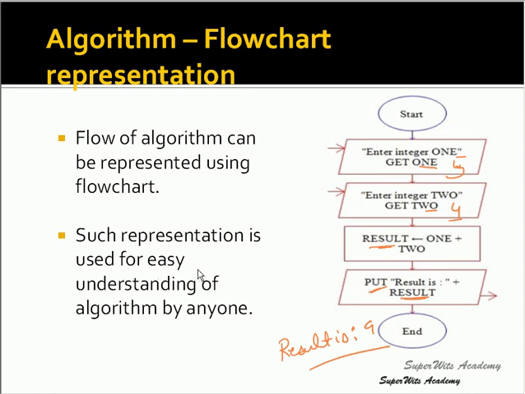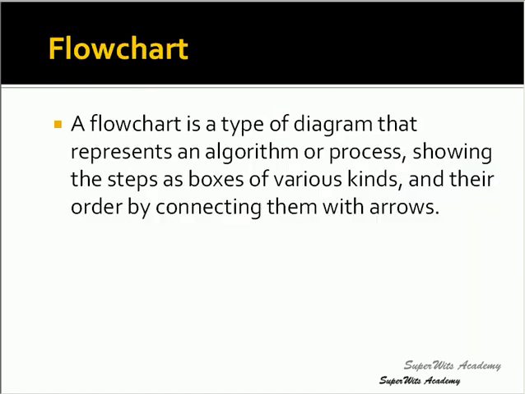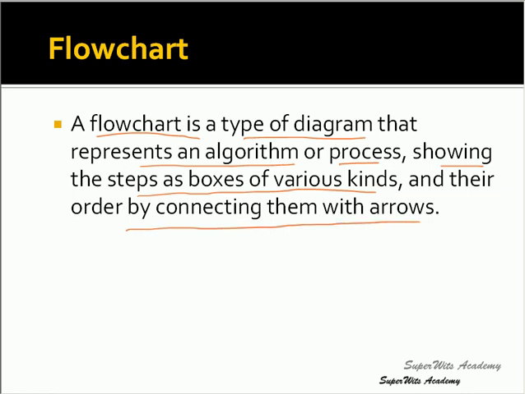Such representation is used for easy understanding of an algorithm by everyone. So this makes understanding easy. That is a very important point. Now the next thing is the flowchart. If I talk about the technical definition of a flowchart, then I say a flowchart is a type of diagram that represents an algorithm or process, showing the steps as boxes of various kinds and their order by connecting them with arrows.